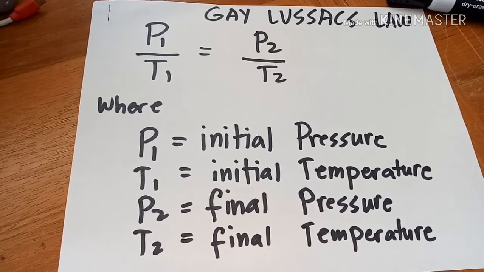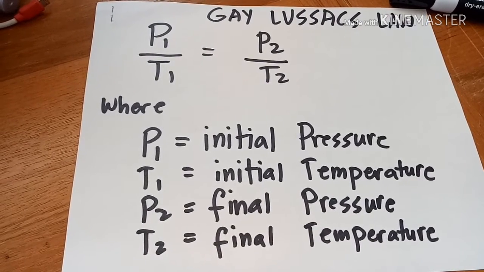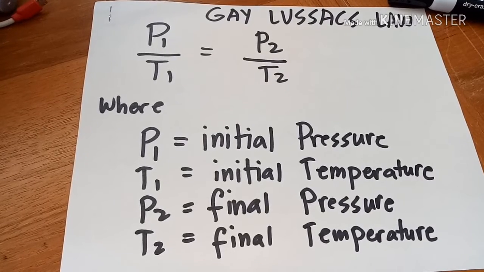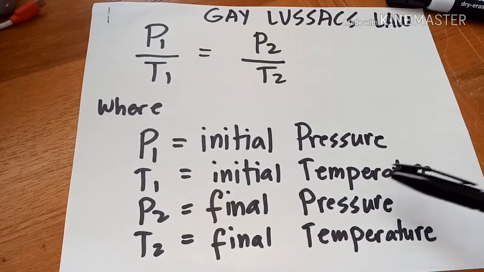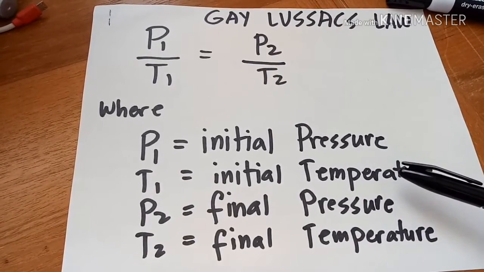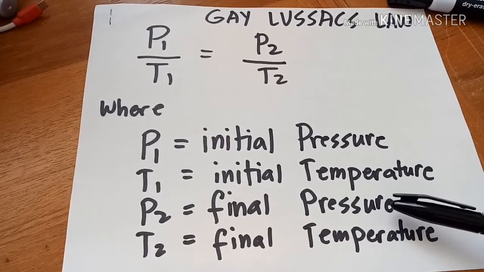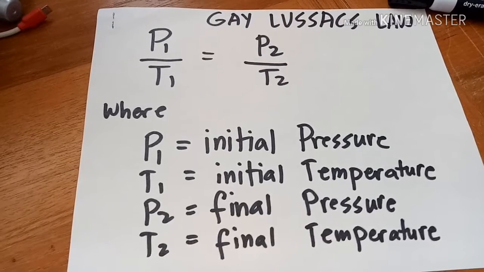So if the formula of Gay Lussac's law is P1 over T1 is equal to P2 over T2, let us identify what is P1, what is P2, what is T1, what is T2. So P1 here stands for initial pressure, T1 is the initial temperature, P2 is the final pressure, and T2 is for the final temperature.